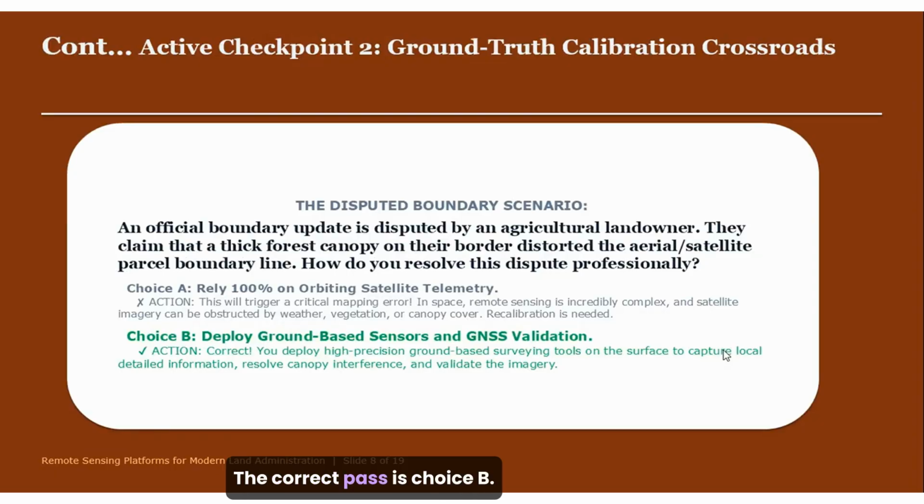Welcome back. The correct path is choice B. You cannot trust satellite data blindly when physical barriers like thick forest canopies interfere. By deploying ground-based GPS and sensors directly on the surface, you capture detailed local validation data to calibrate the boundaries. Now let us move on to the second type of remote sensing platform, which is aerial platforms.